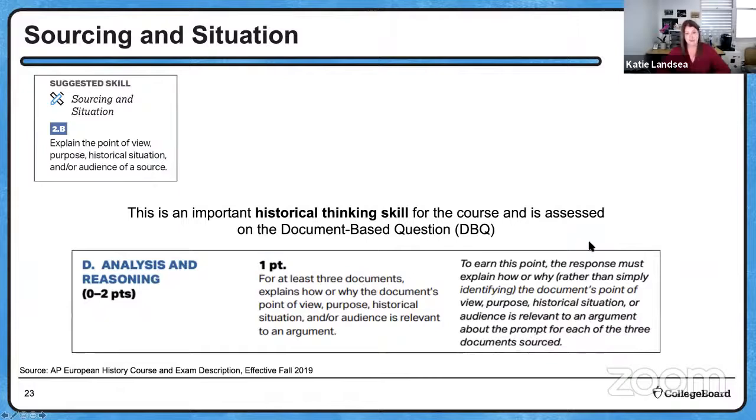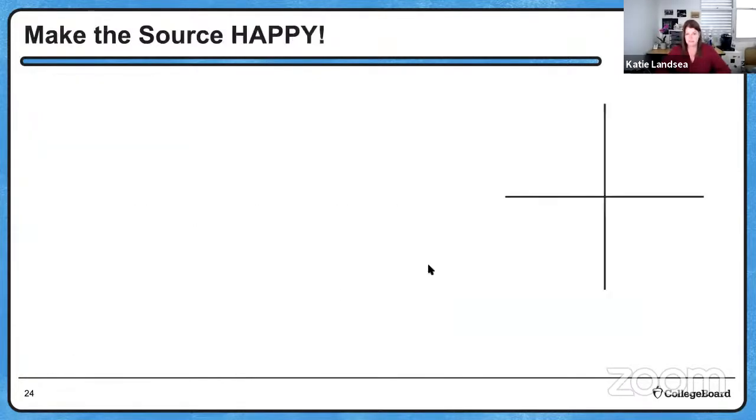So this sourcing point is one that we find students find really challenging. So Todd is going to walk you through some strategies to try to get better at this. We have a strategy that we want to share with you, where we're just going to try to make the source happy.